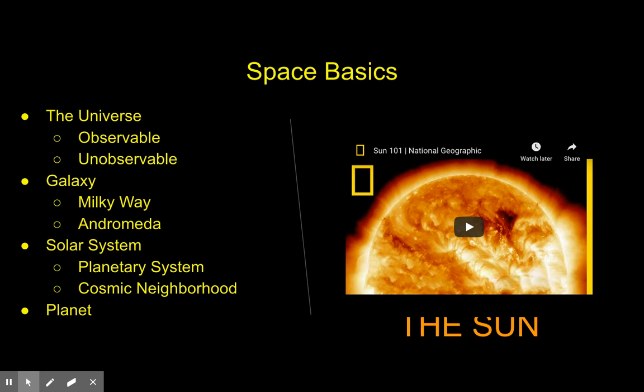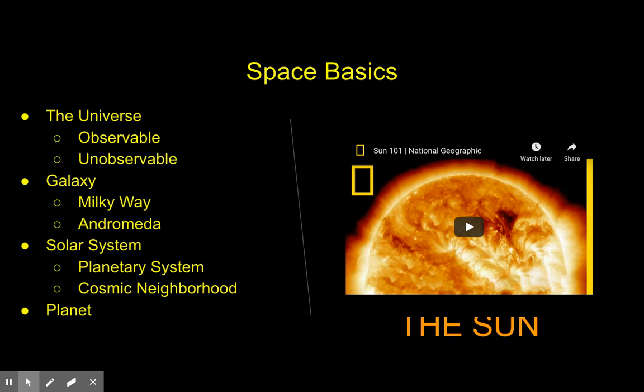After the universal level, in other words, we have galaxies that are within the universe. And of course, our galaxy is called the Milky Way. The galaxy that is closest to us right now, Andromeda, is another galaxy. And there are many, many more out there that we just don't have time to mention here. Now, within galaxies, we have solar systems, and I told you that I would refer to those as planetary systems or cosmic neighborhoods. And within our solar systems, that's where we find our planets, our moons, our stars, comets, and all of those other sort of natural satellites that we find in space.